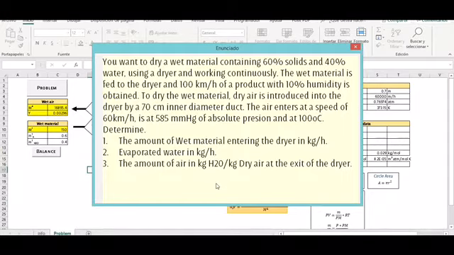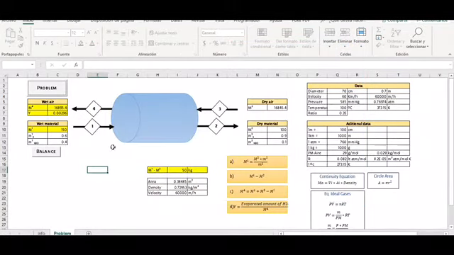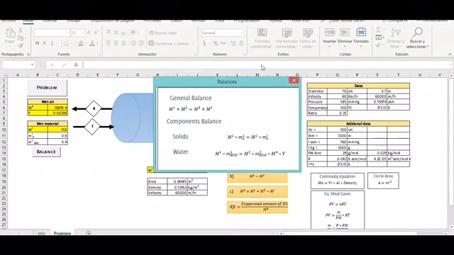To dry the wet material, dry air is introduced into the dryer by a 70 cm inner diameter duct, and the air enters at a speed of 60 km per hour with this particular pressure and temperature. So you have to determine the amount of wet material entering through the dryer, the evaporated water in kilogram per hour, and the amount of air in kilogram water of dry air at the exit of our dryer. And here we have our little diagram and our balance button.